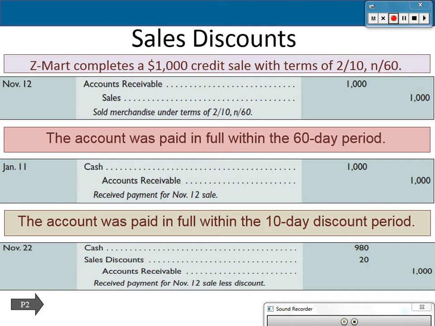And then this third scenario is the account was paid in full within the 10-day discount period. So we have to give them that discount, right? So we do the $1,000 times what? 2%. Which gives us $20 of a discount. So we debit our cash for $980 because we received cash. We debit our sales discounts for $20. And we credit our accounts receivable for the full $1,000.